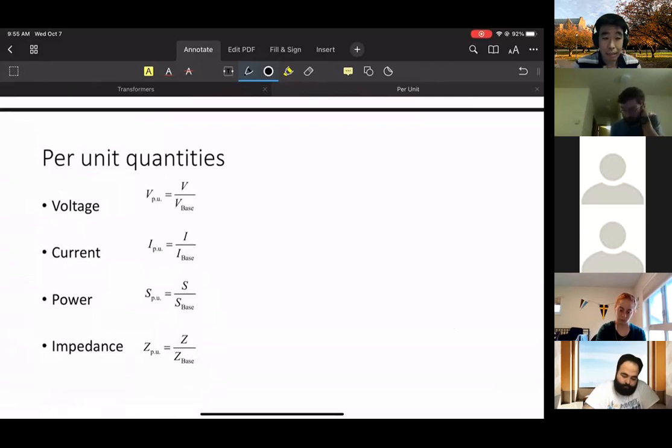So any questions about this conceptual idea of per unit? It gets a little bit tedious. We have a lot of things to talk about, but the conceptual idea is simple. Take an actual value, divide by what nominally all these values are, and get a unitless quantity with reasonable numbers. Any questions about this?